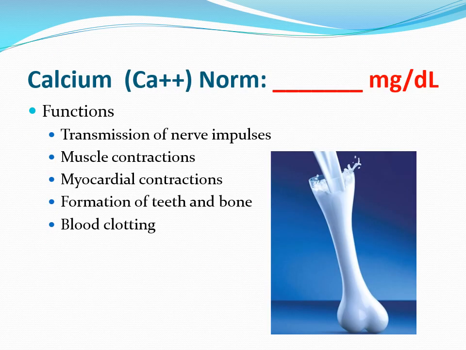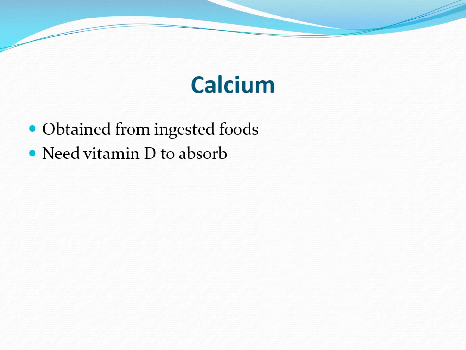Calcium. The functions of calcium: transmission of nerve impulses, muscle contractions. You think muscle contractions a lot when you think calcium. Myocardial contractions, formation of teeth and bone, and blood clotting. Calcium is usually obtained from ingesting foods, but you need vitamin D to absorb it.